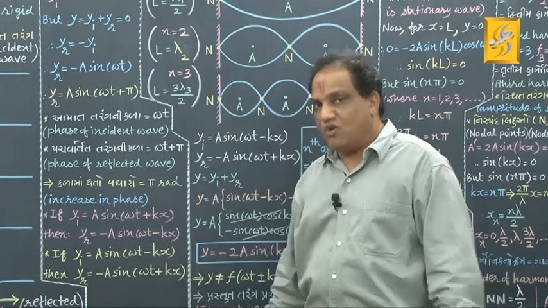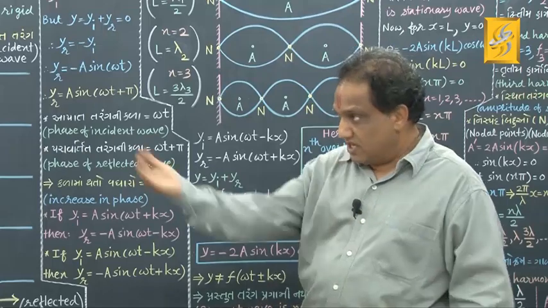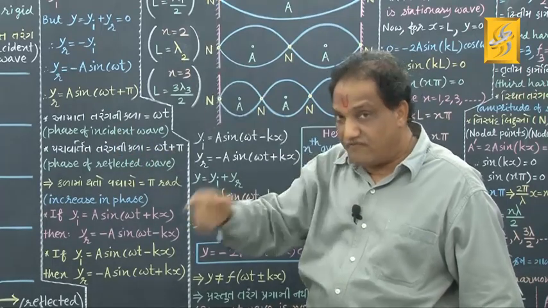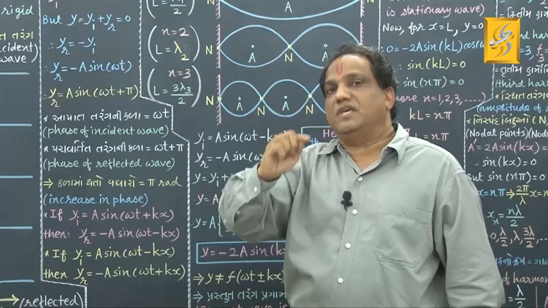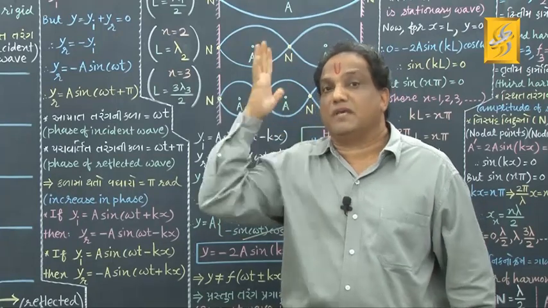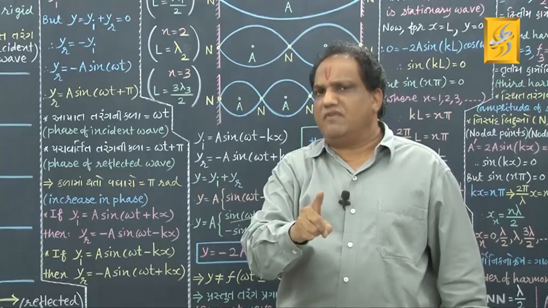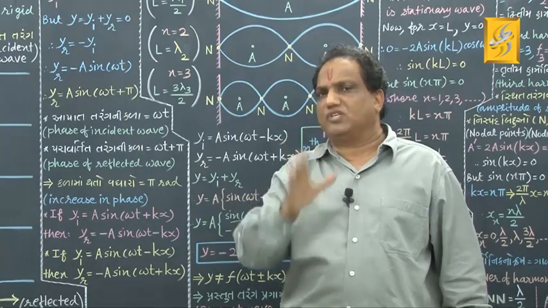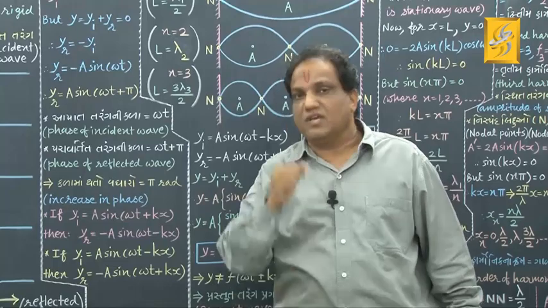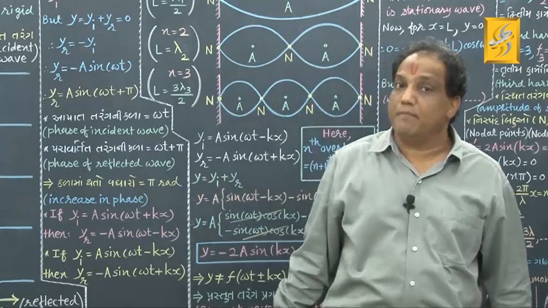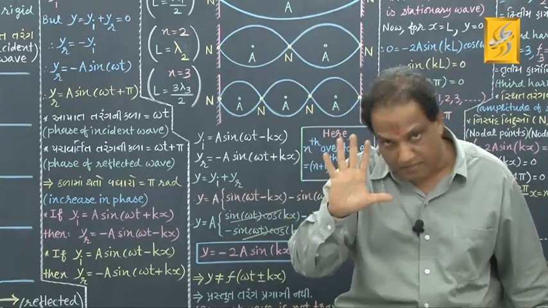So what does it mean? Whenever any wave is reflected from the surface of a fixed rigid support, the increment in its phase is pi radian. Correct? Whenever any wave gets reflected from the surface of a fixed rigid support, its phase increases by pi radian. Simple? Fine.